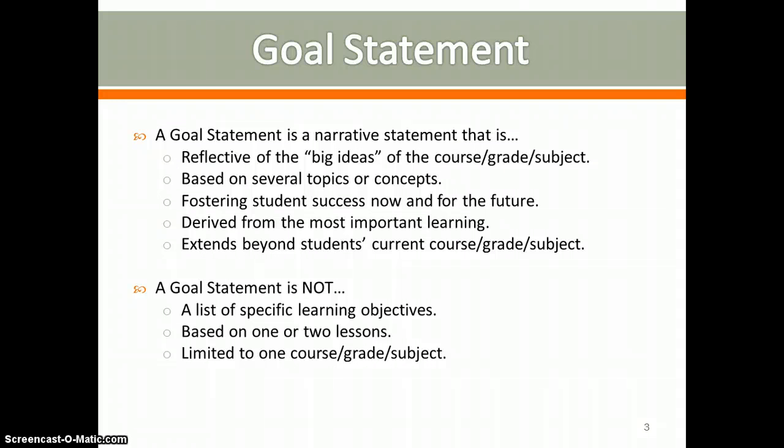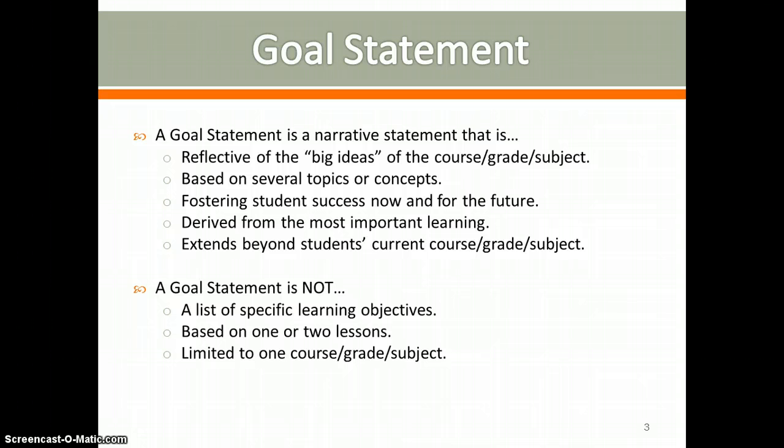The development of a goal statement is the essential and first step in the SLO process. The goal really sets the tone for what is to follow through the entire SLO, and it's a critical concept that should be addressed initially.